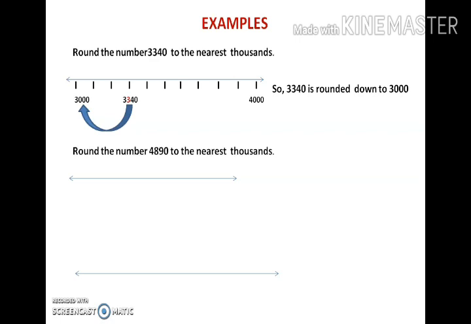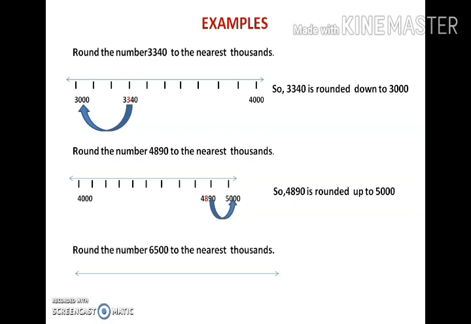Now, let us see another example. Round the number 4,890 to the nearest thousand. So, the digit in the hundreds place is 8 and it is more than 5. So, it is rounded up. So, the number is rounded up to 5,000.